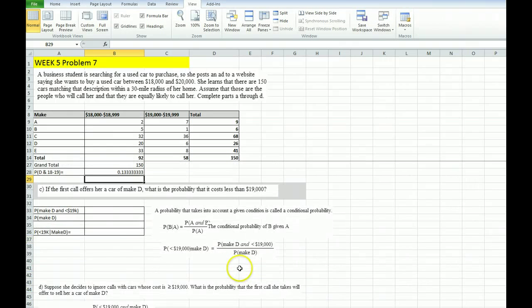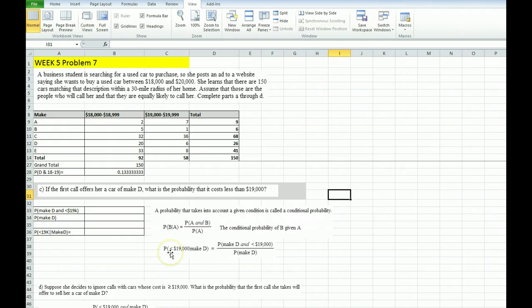Now moving on, part C, if the first call offers her a car of make D, what is the probability that it will cost less than 19,000? Now the probability that takes into account a given condition is called a conditional probability and is given by this formula here. So the probability of B given A is the probability of A and B divided by the probability of A.